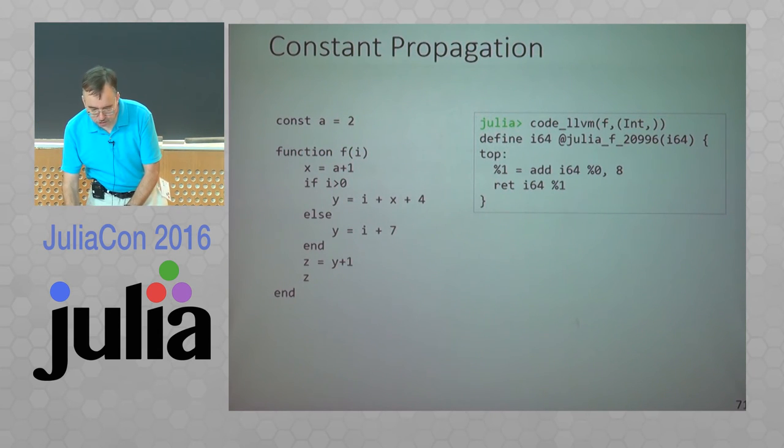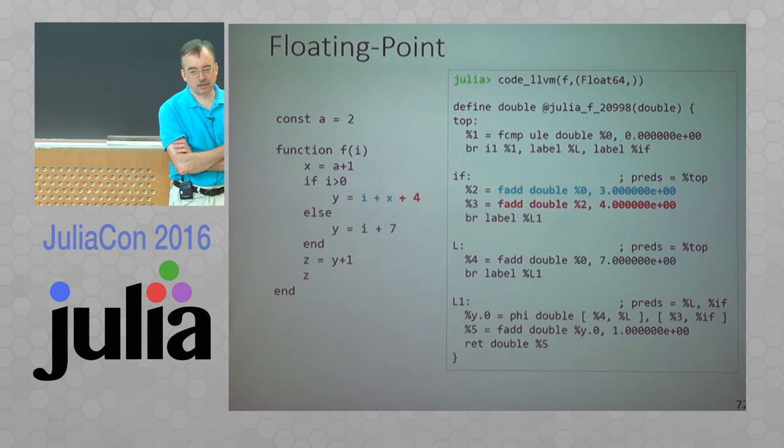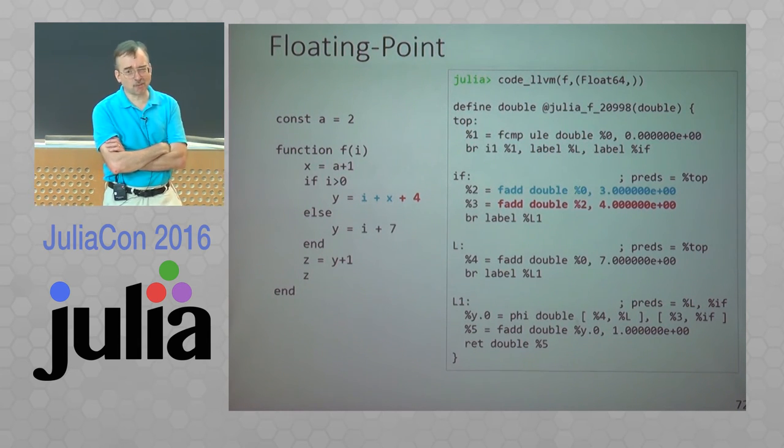Now, floating point's a little trickier because Julia, by default, prefers delivering accuracy, or at least delivering what you asked for, as opposed to delivering something fast that might be slightly off from what you asked for.